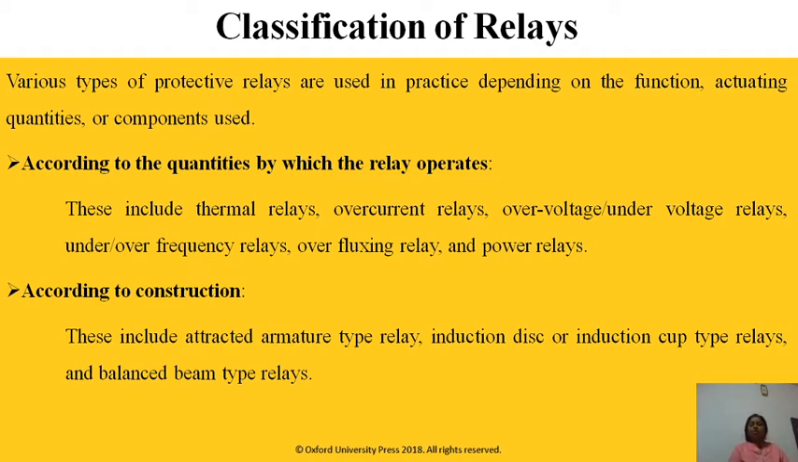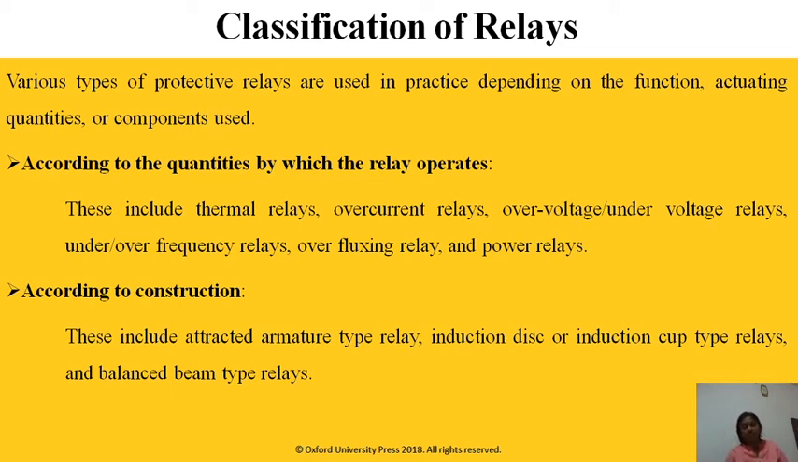According to the quantities by which the relay operates, we have thermal relays, where the operating or sensing quantity is temperature. Overcurrent relays, where current is the sensing parameter. Over voltage and under voltage relays, where voltage is the sensing parameter. Under and over frequency relays, where frequency is the sensing parameter. Fluxing relays and power relays.